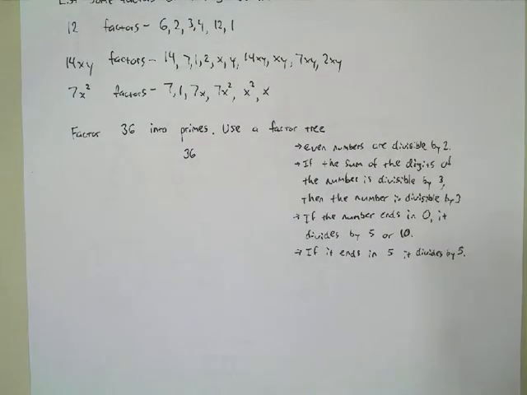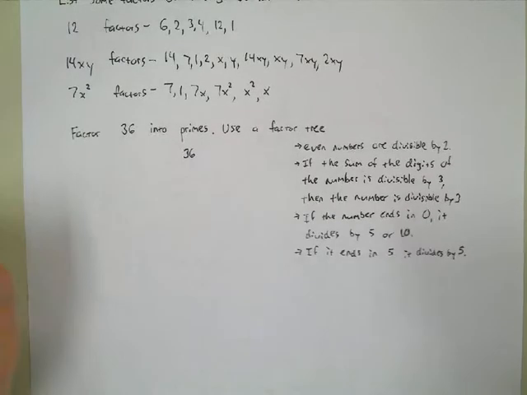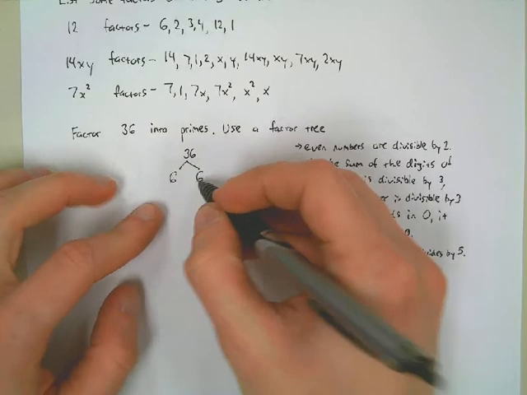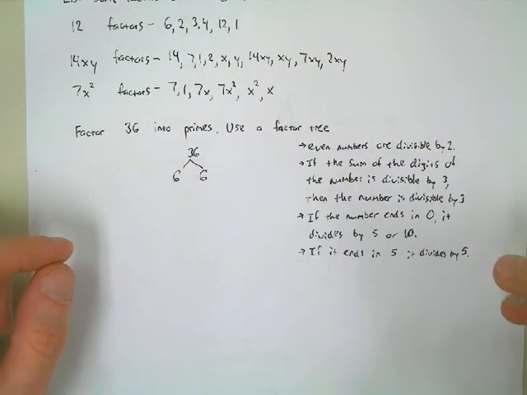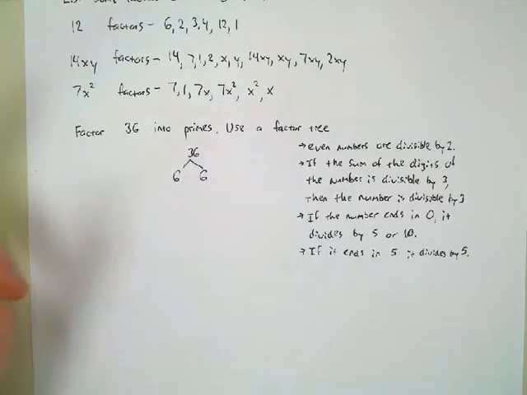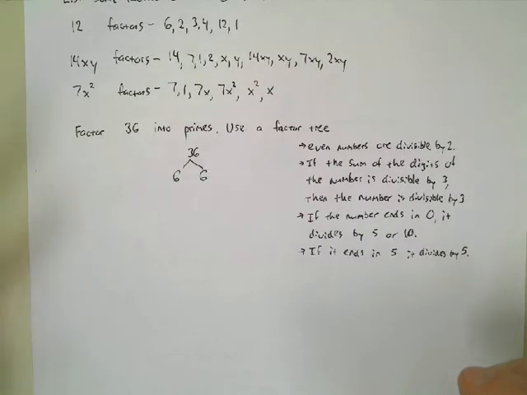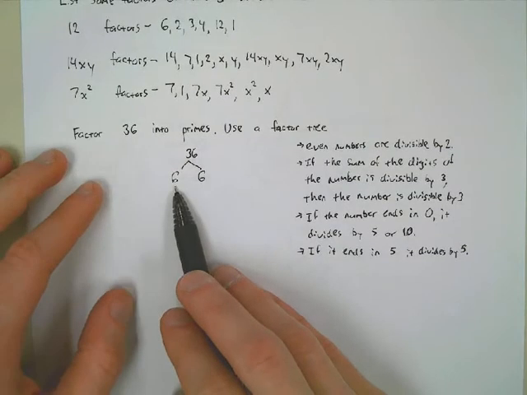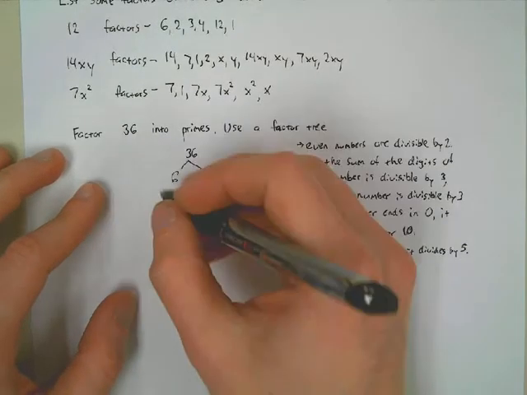So anyway, 36, we already said it breaks down into 6 and 6. So we'll break it down like this. Make a little V, like a tree diagram kind of thing. And then we ask ourselves, okay, 36, that's 6 and 6. Does 6 break down any further? Yeah, 3 and 2. So I can break that down into 3 and 2.